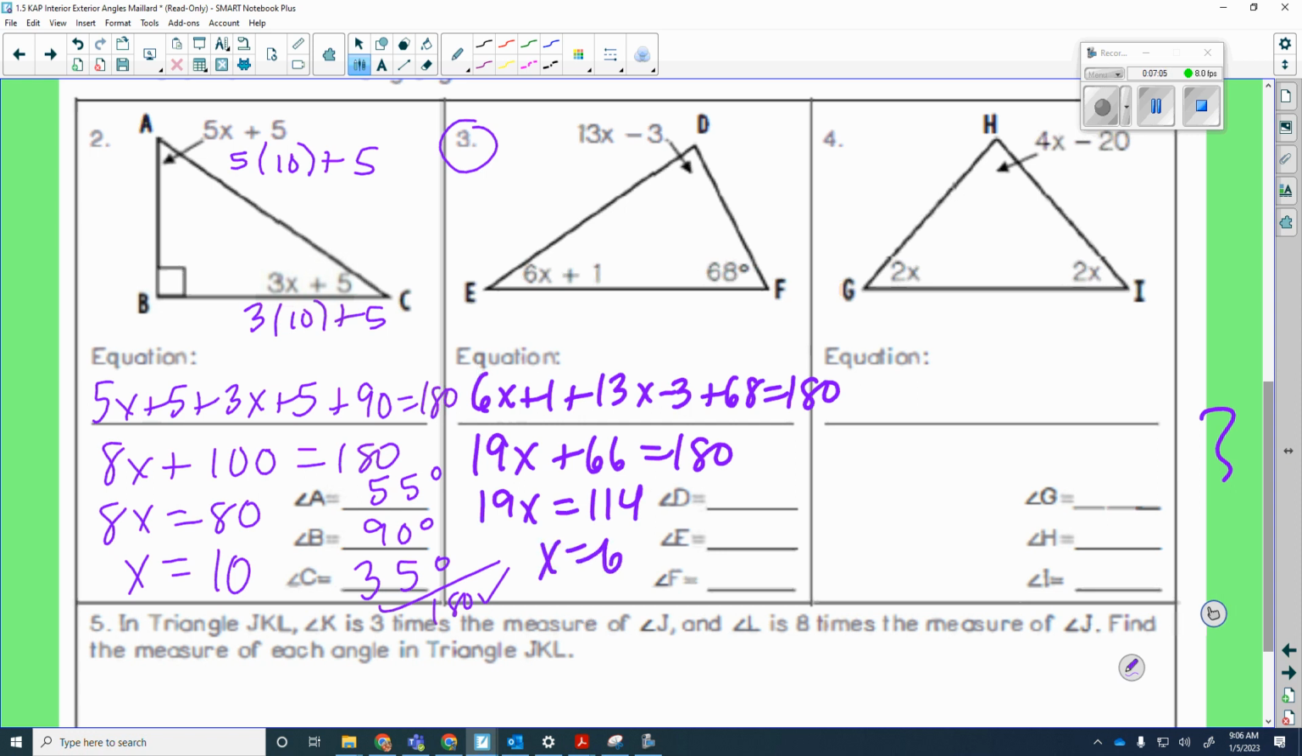Y'all get x equals 6? Okay, and then we got to plug it back in.